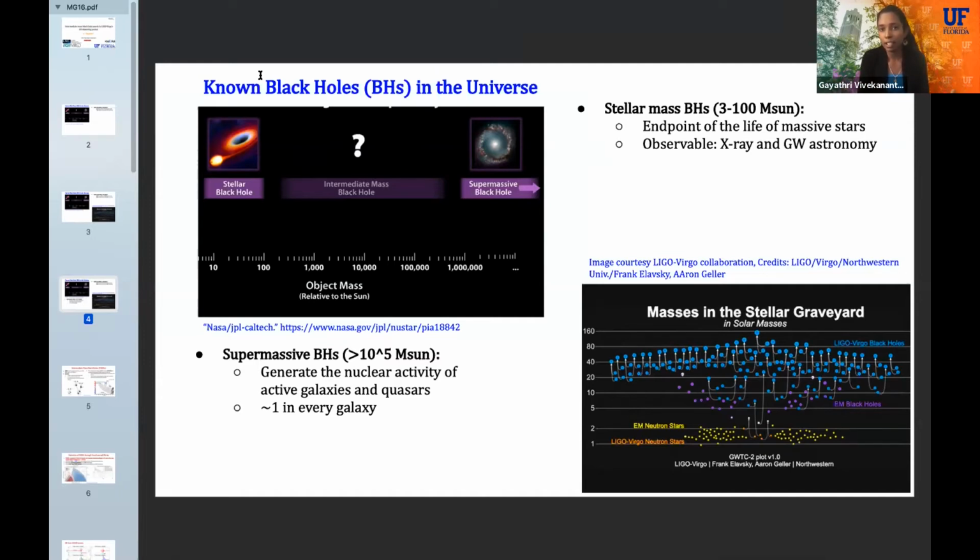Black holes in that mass range we call intermediate mass black holes. Their masses range from 100 to 10^5 solar masses. The detection of these black holes could answer a lot of unknown questions about the formation of supermassive black holes and how they evolve. So looking for these black holes has been a very interesting problem for quite a long time.